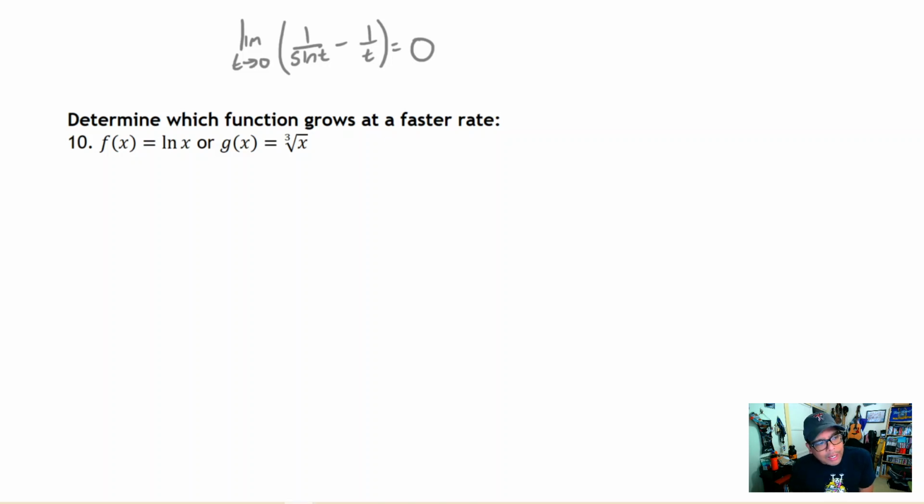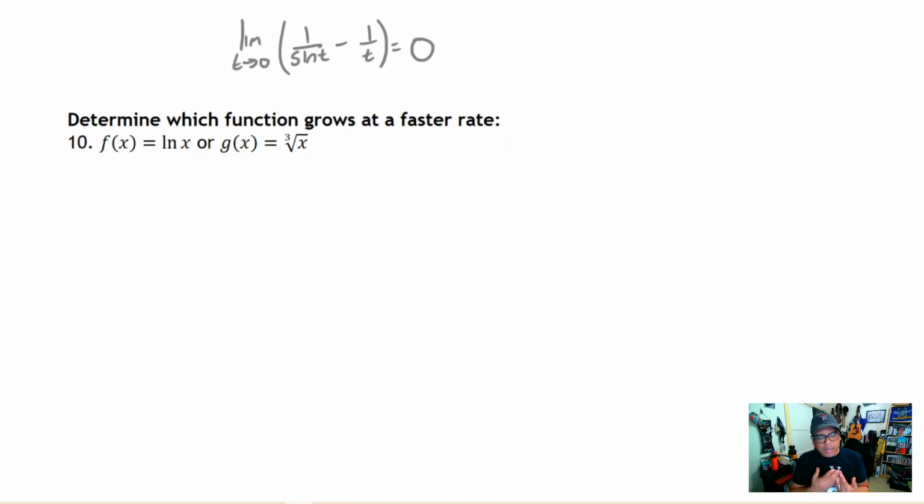In this video, we're going to look at questions 10 and 11 from the Calculus BC Chapter 9 practice test. And here we're going to determine which of these functions grow at a faster rate. And for number 10, we've got natural log of x and the cube root of x.